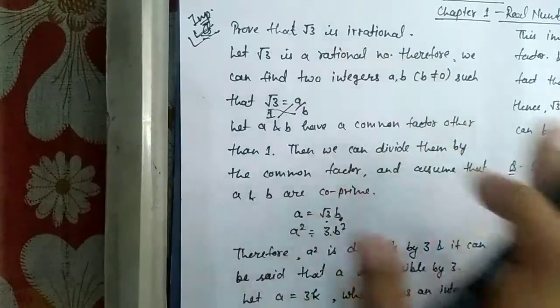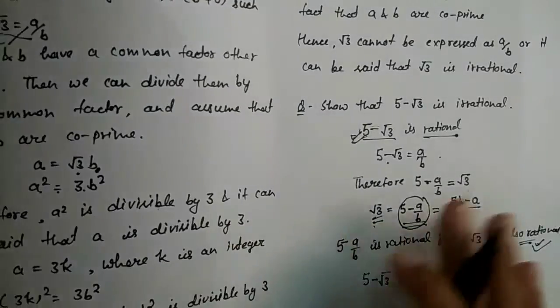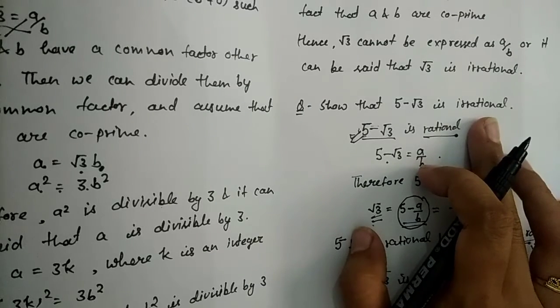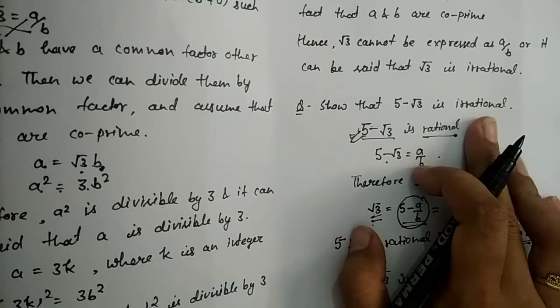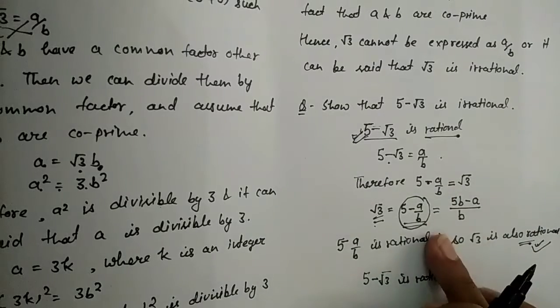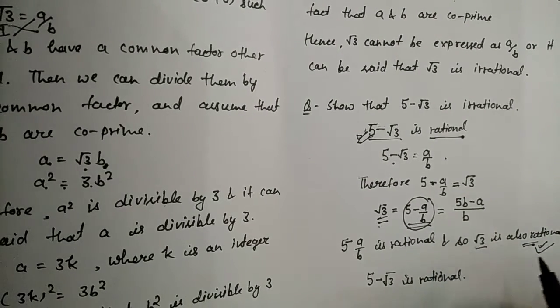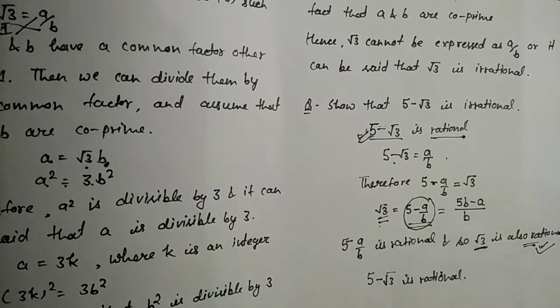If this question, 5 minus root 3 is irrational, comes for 4 marks in your board exams, then you have to solve this one also, and you have to show root 3 is irrational, then you will get full 4 marks. If you do a short solution, you will not get full marks.